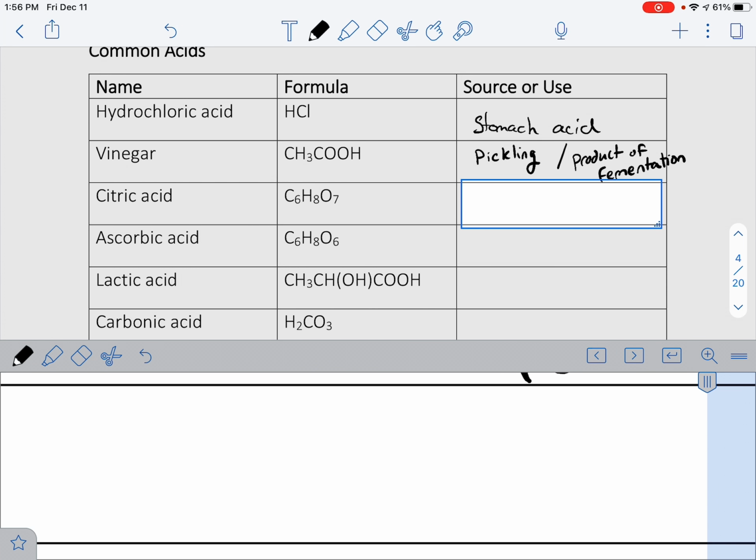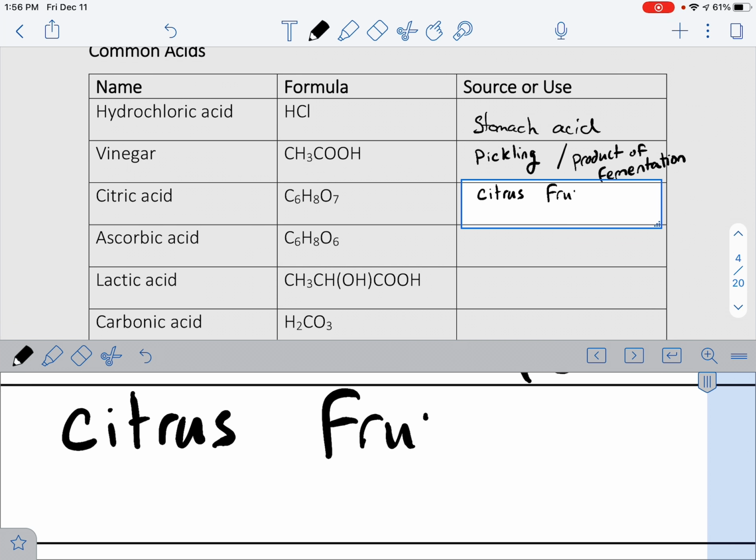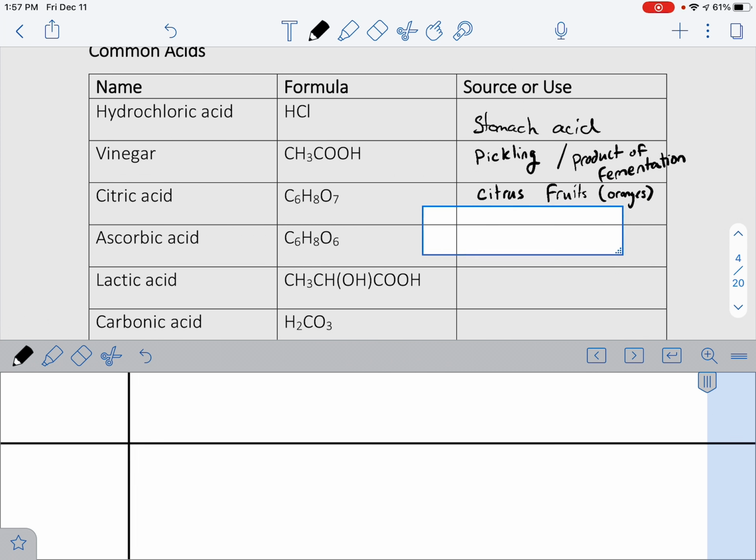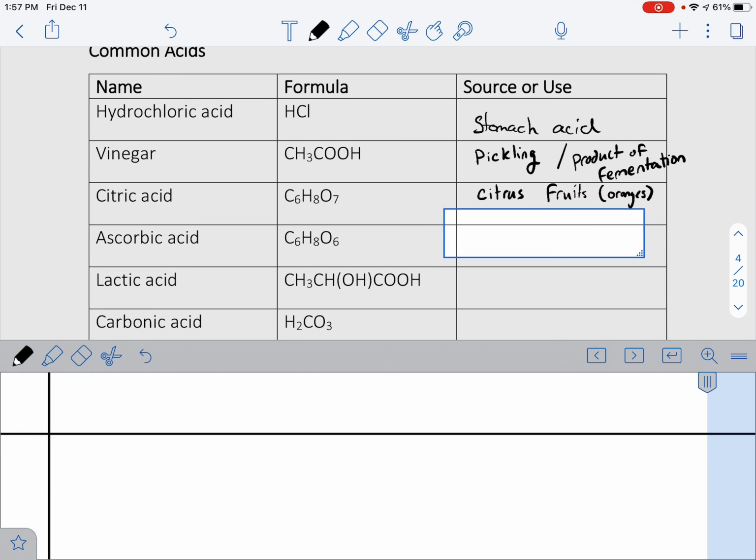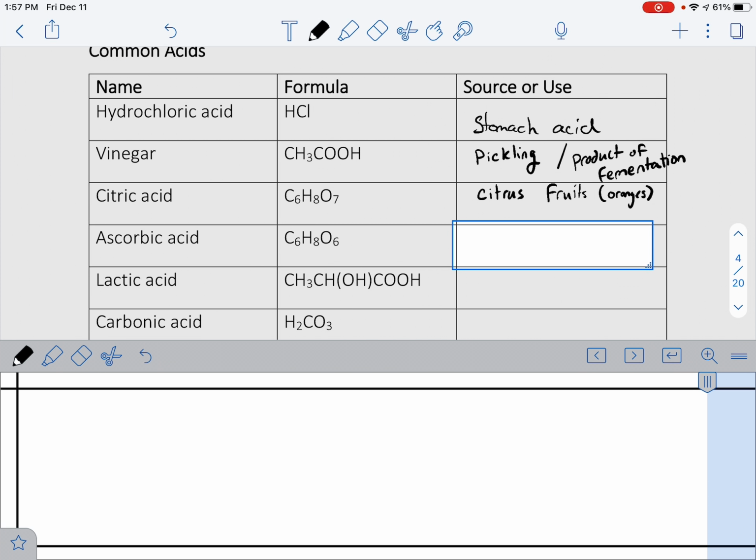Now, citric acid is found in the citrus fruits. So that's your oranges and all sorts of other things. Oranges and probably even mangoes and things like that all have citric acid. You also see that in sour candies, like Sour Patch Kids and stuff. Sometimes you can even buy citric acid rocks at the store if you're doing some baking.